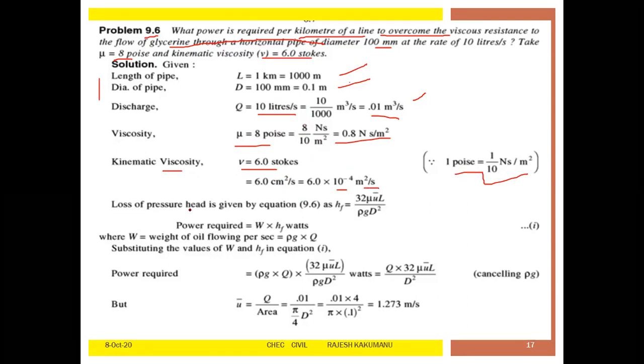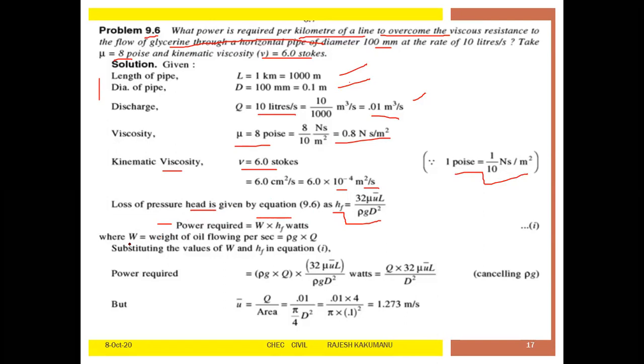Now the loss of pressure head is given by hf equal to this one. You can write it as P1 minus P2, or else hf can also come. Depends upon the problem, you have to change it. Then what is the thing you have to find? Power required. Power required is equal to W into hf, weight into head loss.